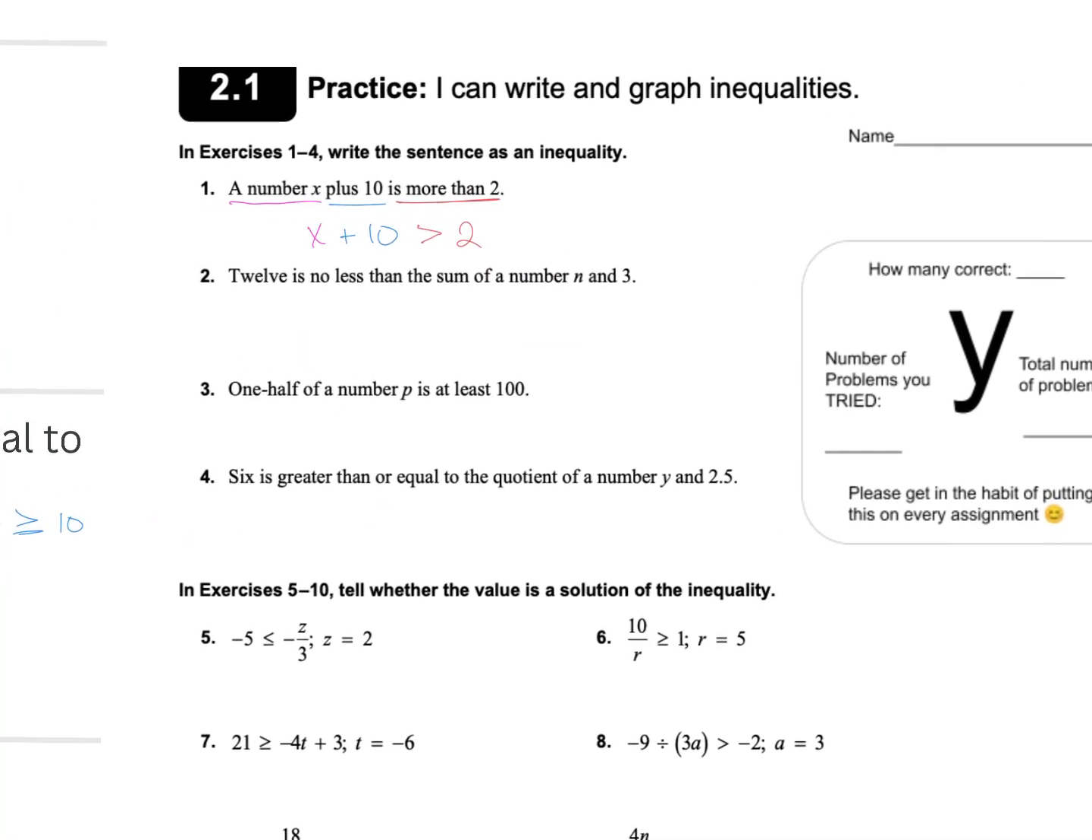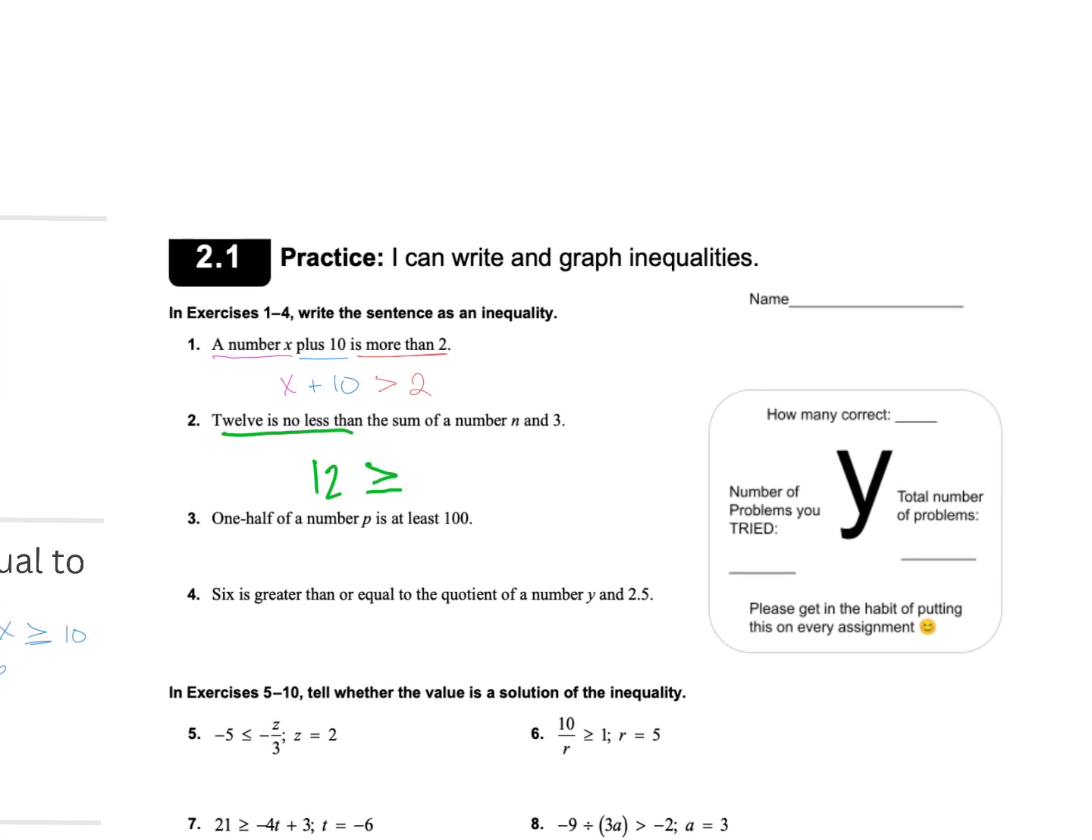Okay, 12 is no less than. So, I was thinking 12 is less than, but then I said, no, it is not less than. It's the opposite of less than. And if you need me to run through that again, there's less than, but then no less than is the opposite, okay?